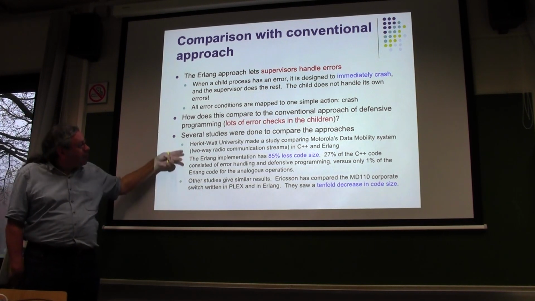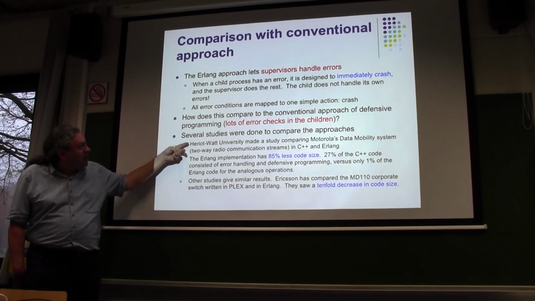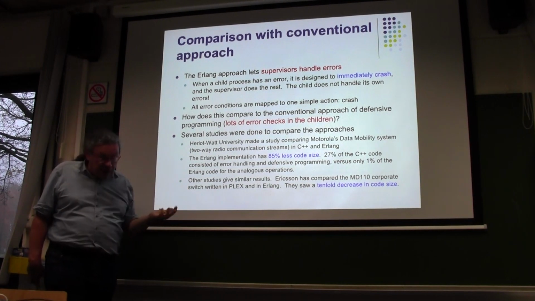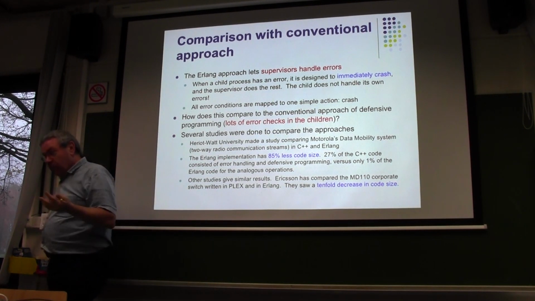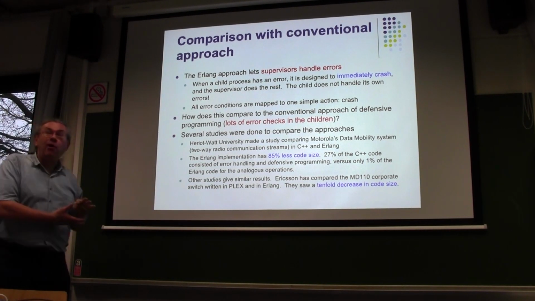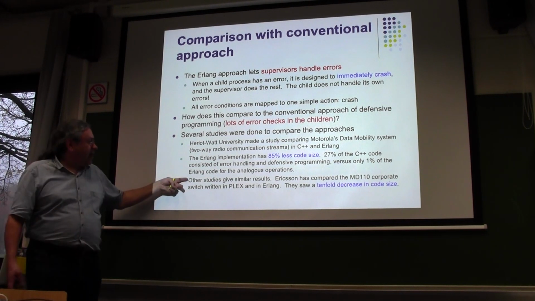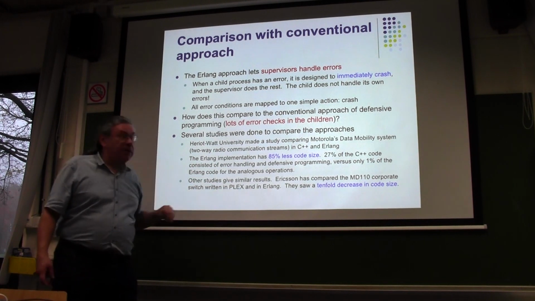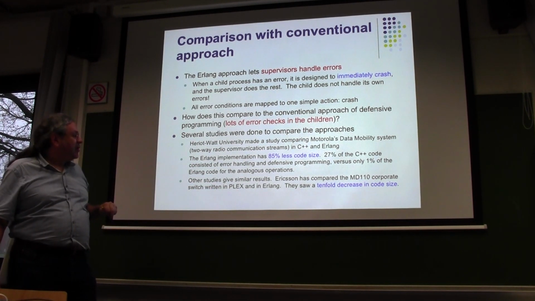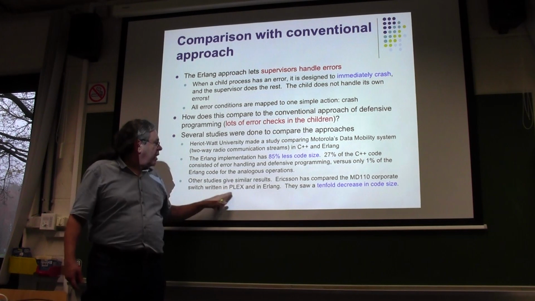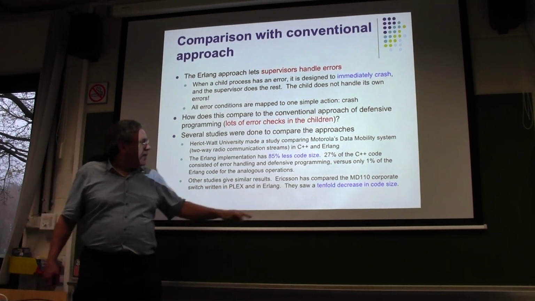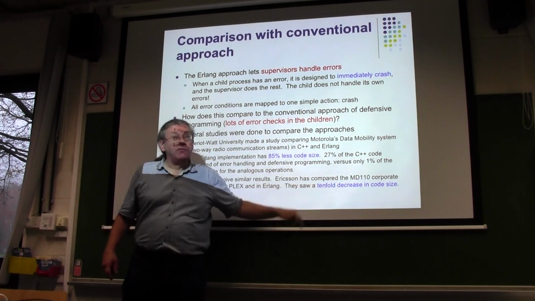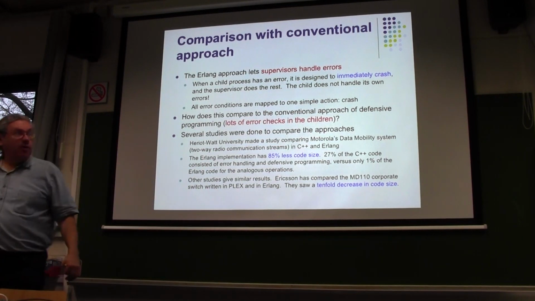Okay, so typical studies show the same results. For the same kind of fault tolerance, the Erlang code tends to be a lot smaller. Ericsson did a study comparing PLEX, which is a kind of imperative language, and Erlang, a local kind of Ericsson language. They also saw an enormous increase, a 10-fold decrease in the code size.